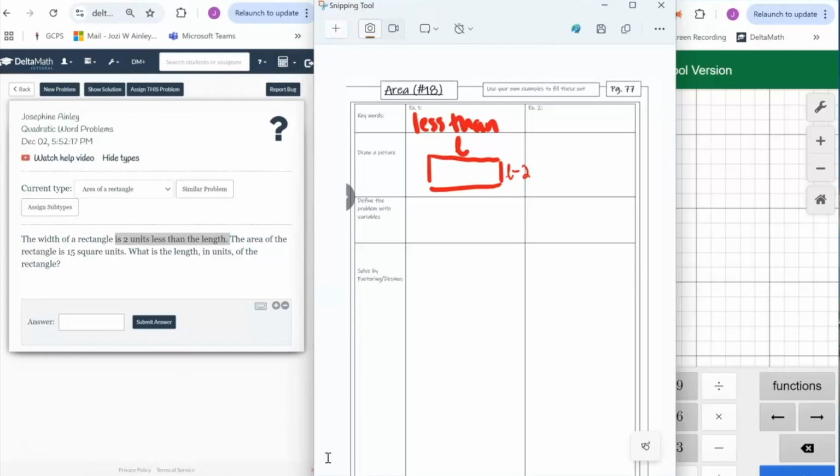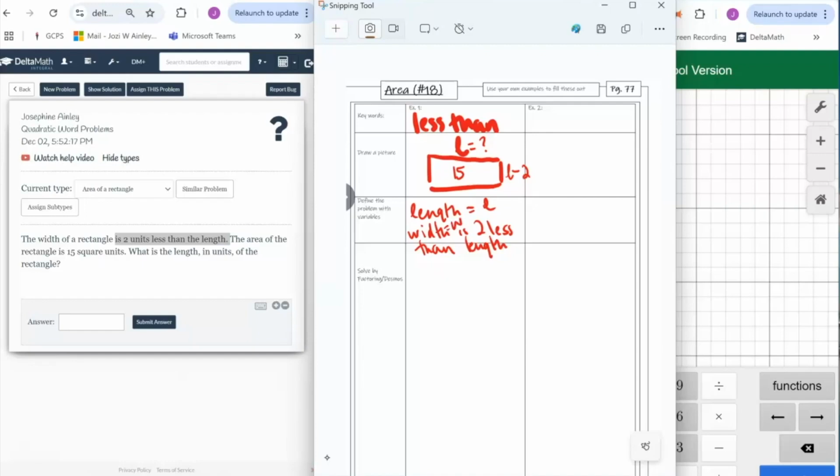The area of the rectangle is 15 square units. So when I multiply length times width, I'm going to get 15 square units. What is the length in units of the rectangle? So they're asking you, what is L? So let's define the problem. We've got the length, and then the width is 2 less than the length. So I've got length is L and obviously width is W. Okay, so I've defined my variables.